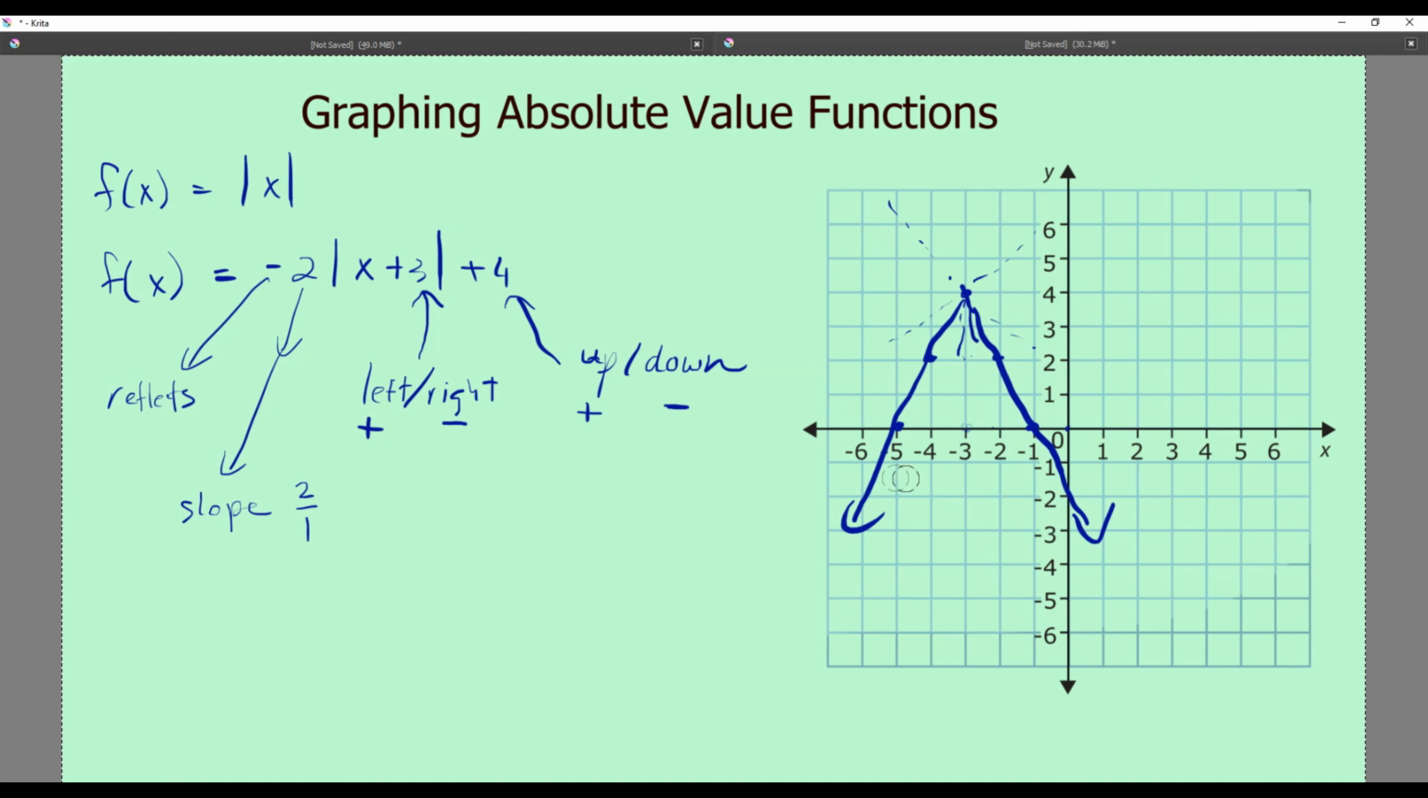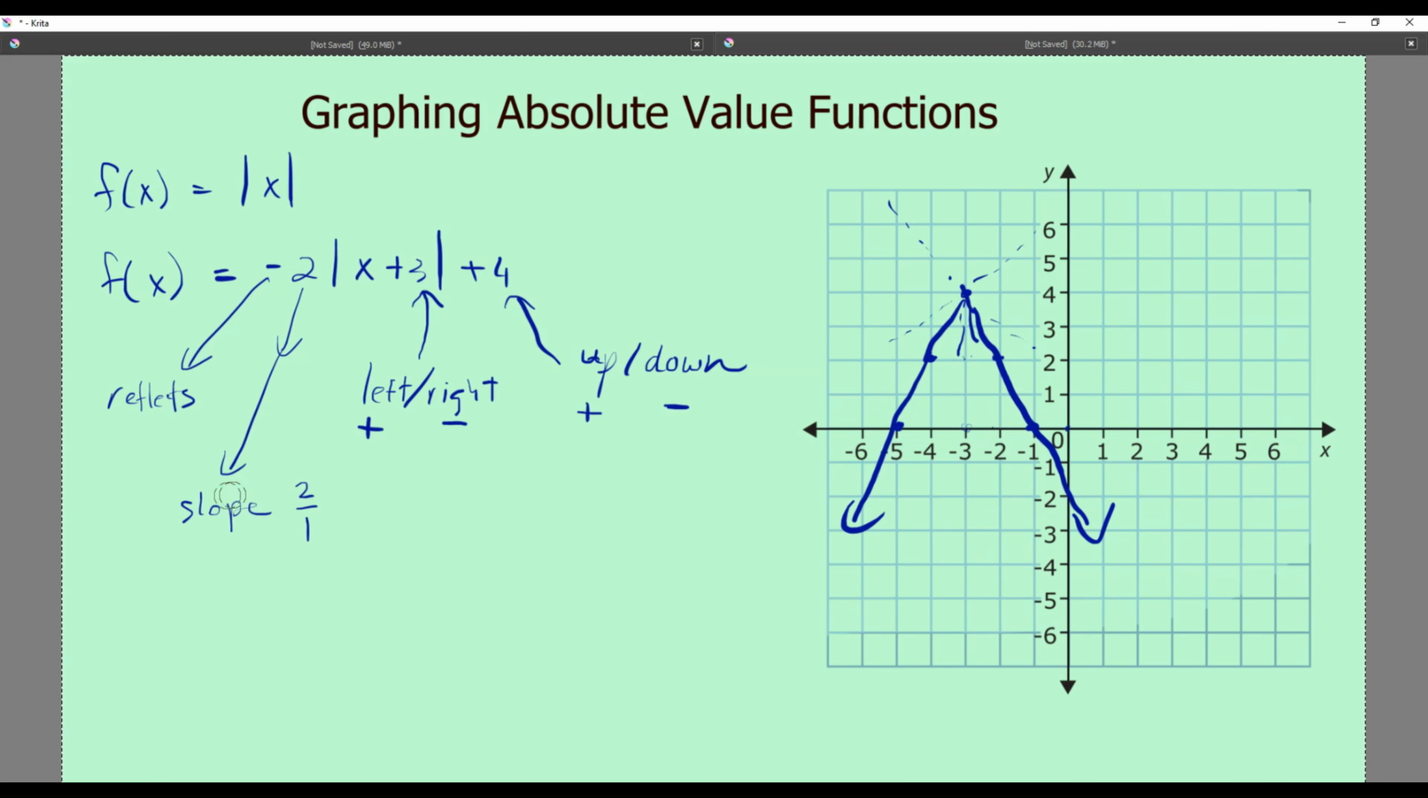All right. So remember, you start with the number next to x inside the absolute value. Positive means left, negative means right. That's kind of counterintuitive, it's opposite of what you think it would be. And then the number in the back is up or down. Positive is up, negative is down. And then the number in front, if it's negative, it points down. If it's positive, it points up. And then the number there is the slope. So if it goes down by 2, basically it goes down by 2 and over 1 on both sides.